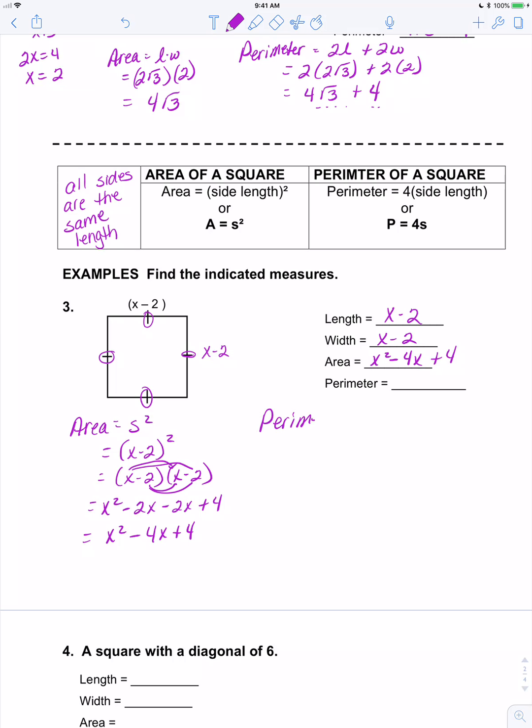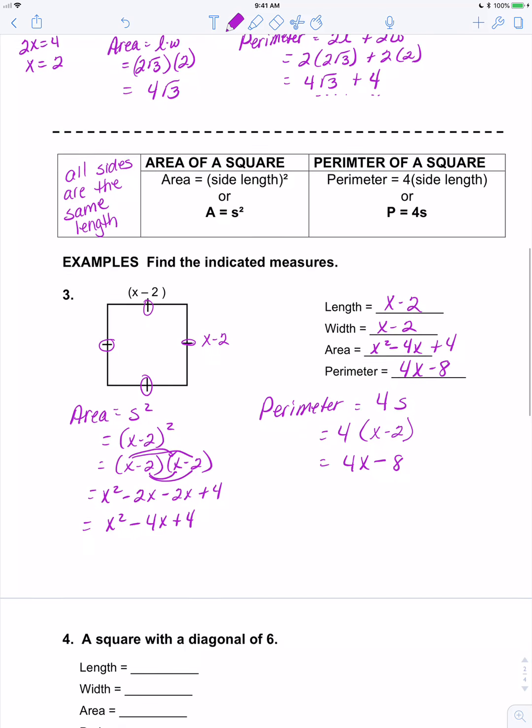So now let's find the perimeter. Remember, perimeter is 4 times the side length. So 4 times the side length, which is x minus 2, gives us, distributing that, 4x minus 8. So that's our perimeter.